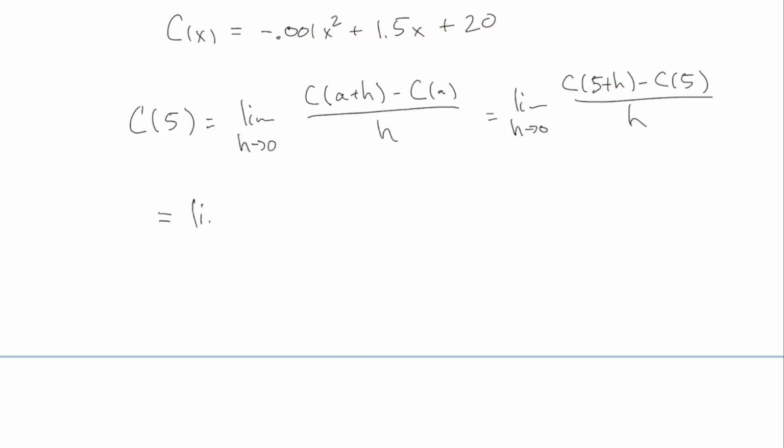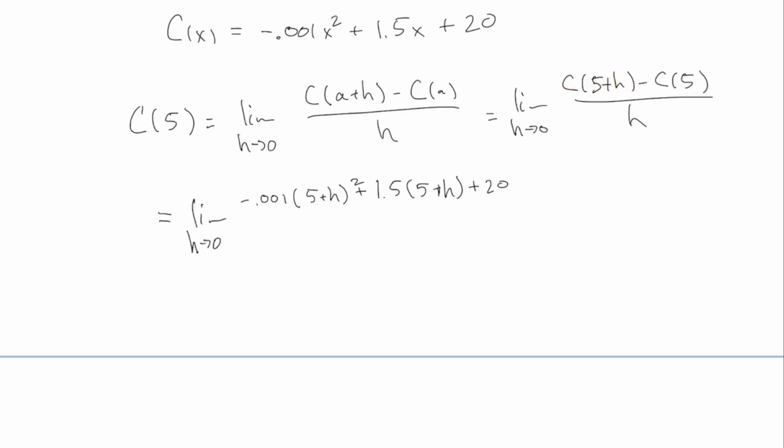So this says, I still have lim on the front, of course, minus 0.001 times 5 plus h squared plus 1.5 times 5 plus h plus 20. All of that is this formula here, but instead of x, I put 5 plus h each time. So instead of x squared, I have 5 plus h squared. Instead of x right here, I have 5 plus h. That is just this part of the numerator.